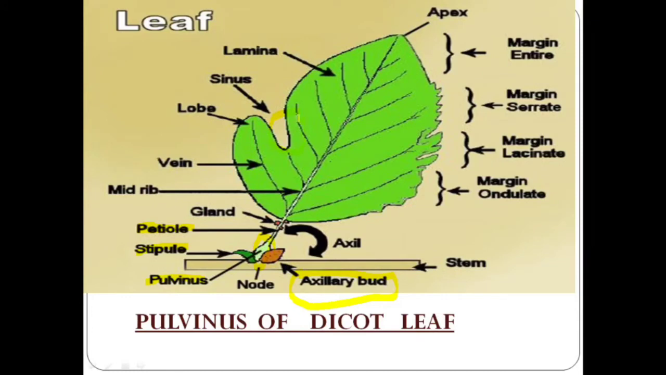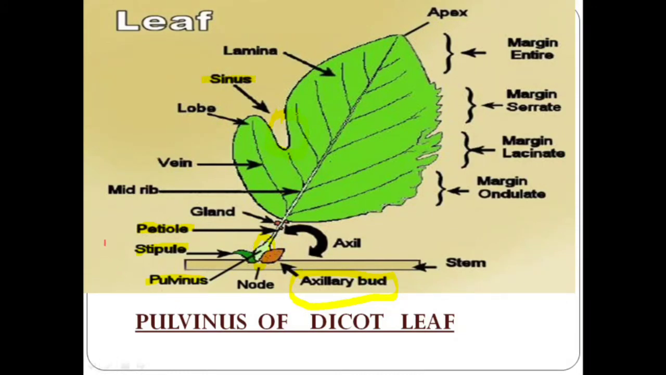It is called a sinus, and sinuses develop only in the case of compound leaves. In compound leaves, the incisions come up to the midrib. So lobes form here, and ultimately the lobes are divided into different groups of leaflets.